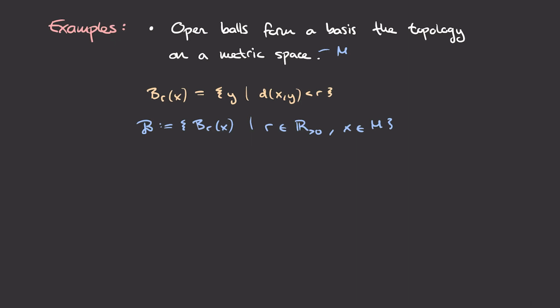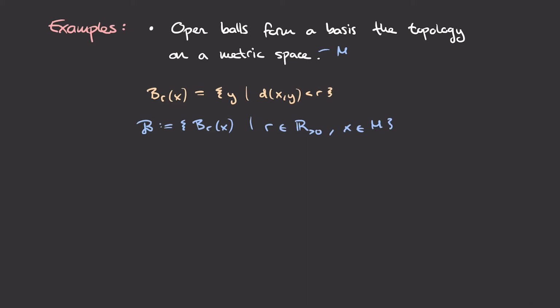Well, we need to check the two conditions we had in the definition for a basis. The first condition was that every basis element has to be an open set. And in fact, this is the case because open balls are open in the topology generated by a metric space. Next, the second condition for being a basis was that any open set in the topology can be written as a union of basis elements.